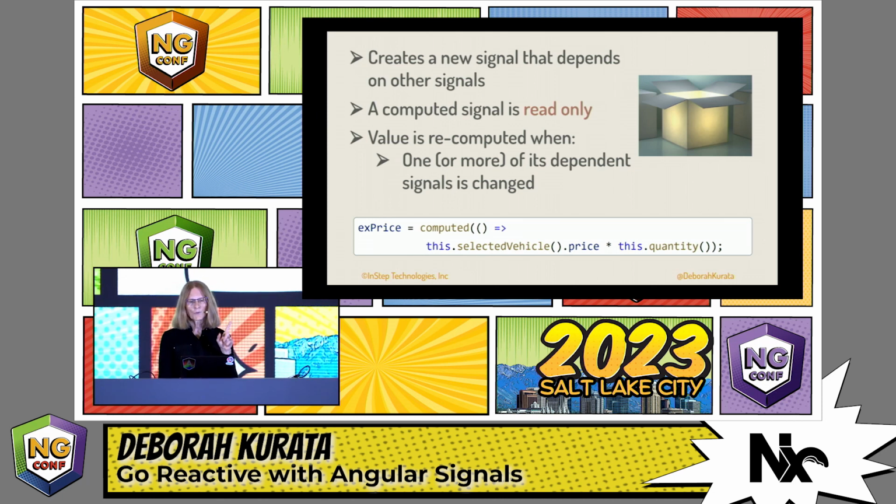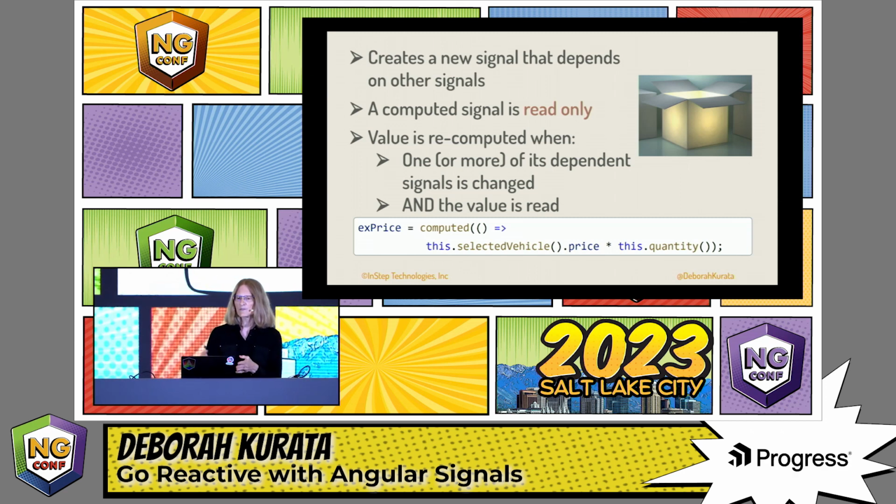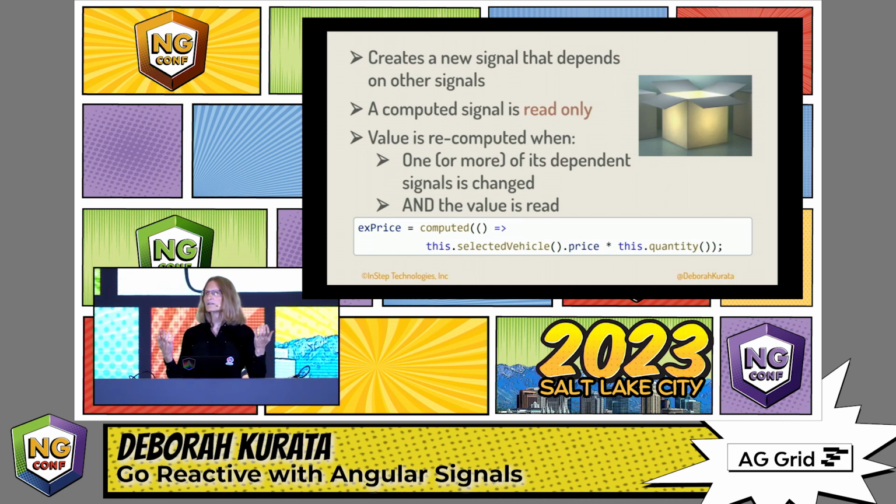But it's also important to note that that won't happen until the value is read. So if I have this signal defined in a service, but I don't currently have any component or template that's reading this signal, it will not keep recalculating this. It will only recalculate it when that signal is read. And then once it's read and there's someone interested in it, then every time it changes, it will get notified. Is that making sense how that works?